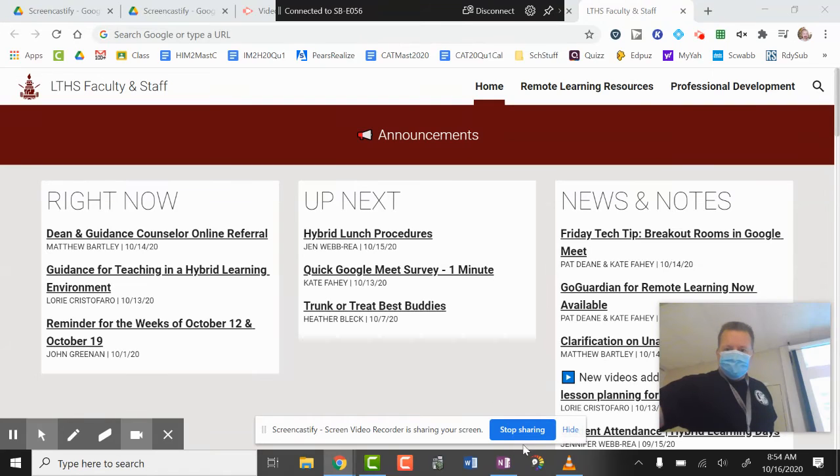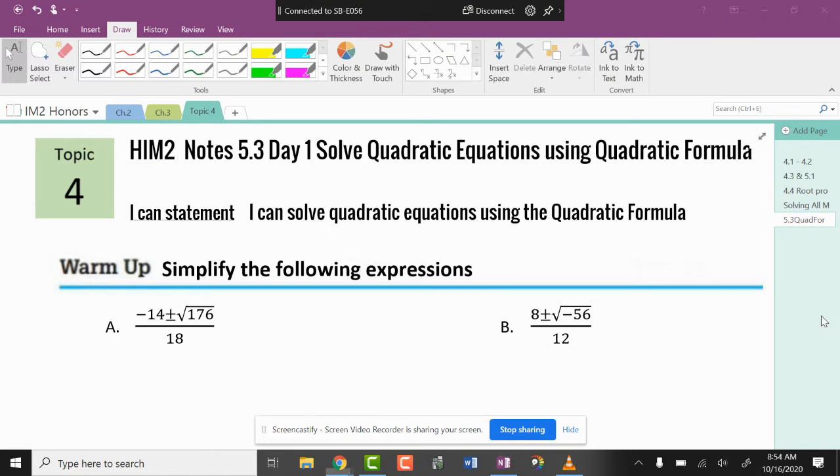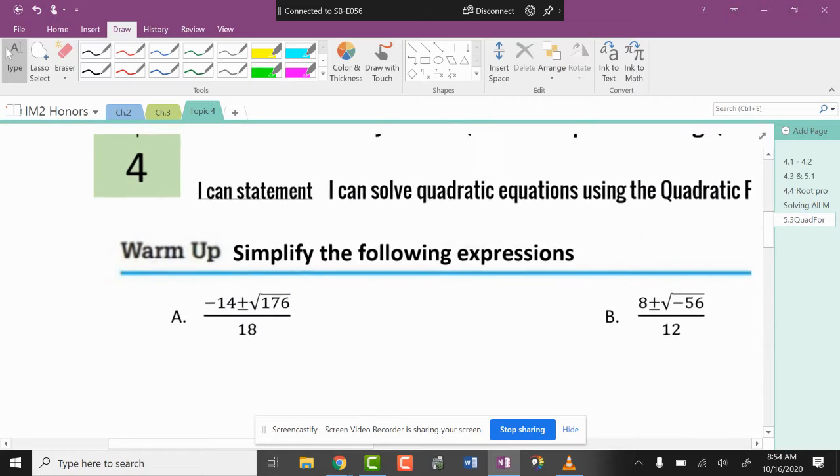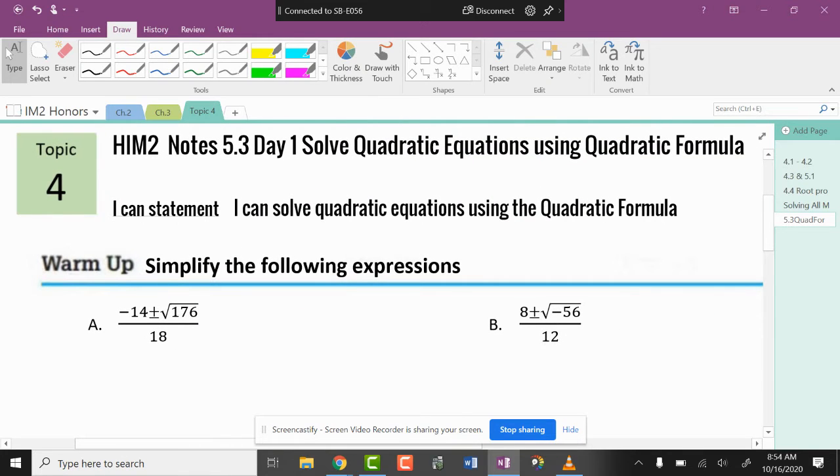I'll turn myself off here. I don't think we need to see my face in class here, but here we go. And then hopefully you're just following along. You don't have to write all these words down. You got a lot of words in the notes. The notes are online, so you can look at those words if you wanted.